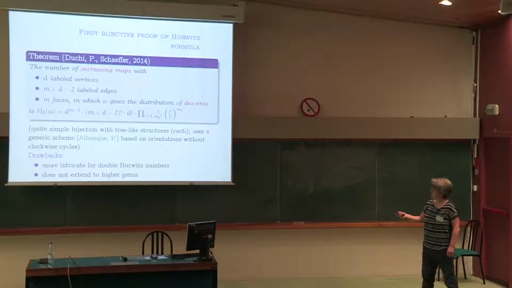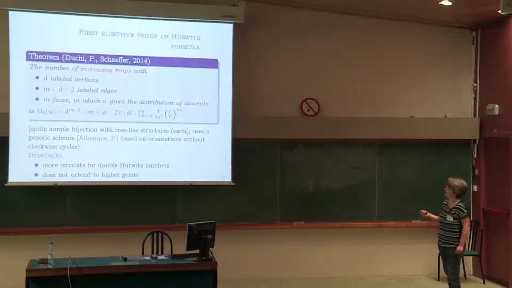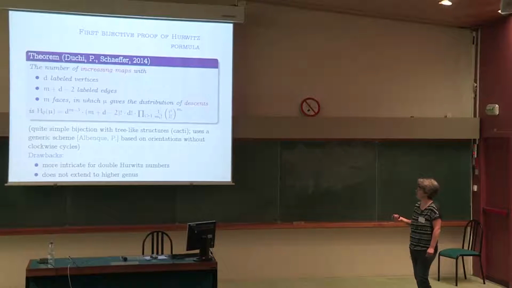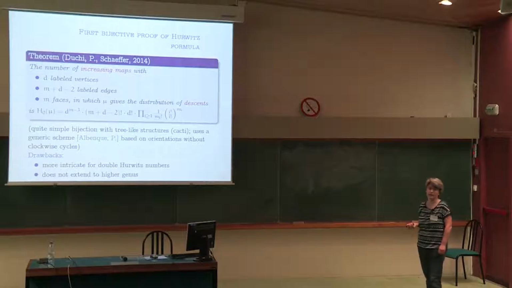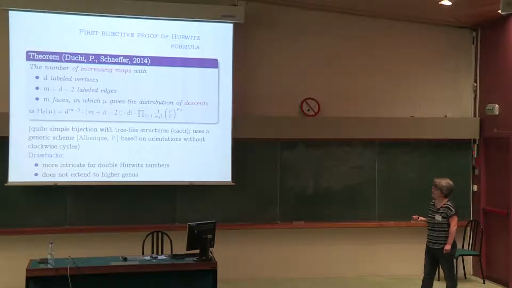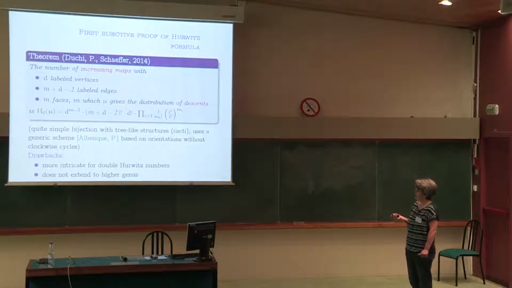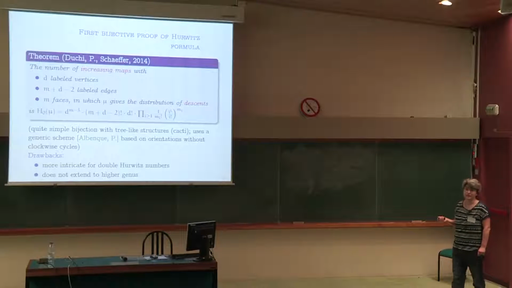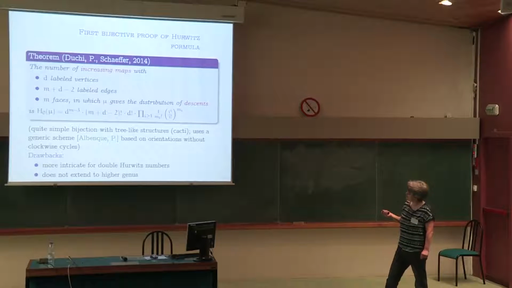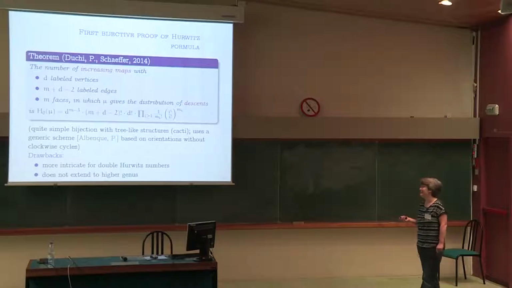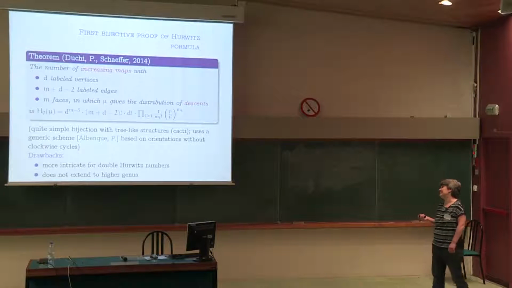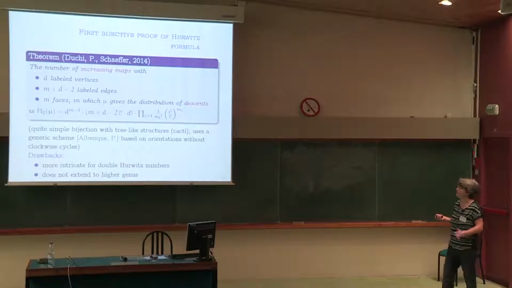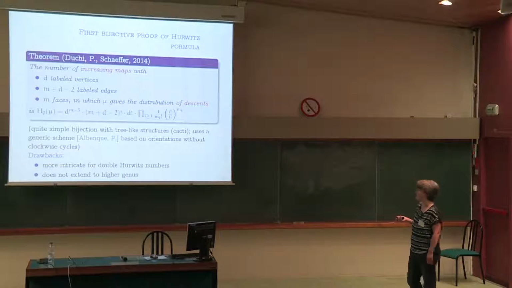So the orientations we consider must have a specific particularity: they must not have clockwise cycles. And actually, this has a drawback. It seems that we cannot define these orientations in higher genus. So our pretty simple bijection cannot be used to study the general case of positive genus. And actually, even in genus zero, if we want to deal with double Hurwitz numbers, it's not so good.